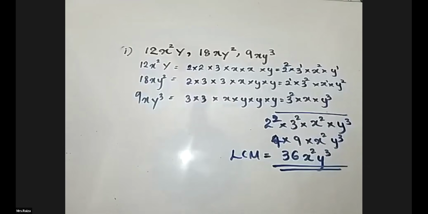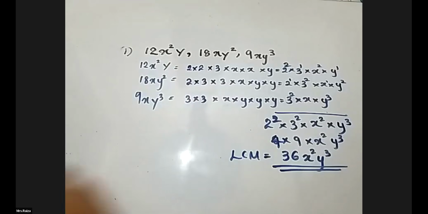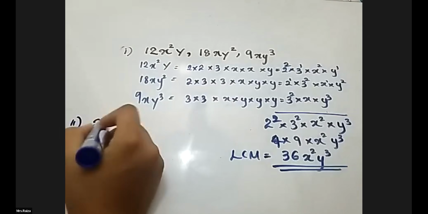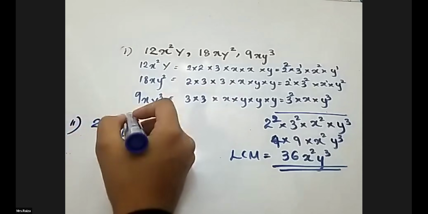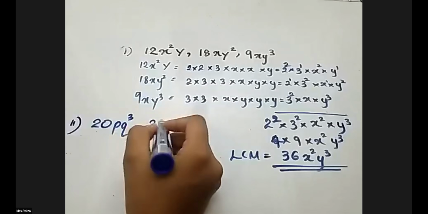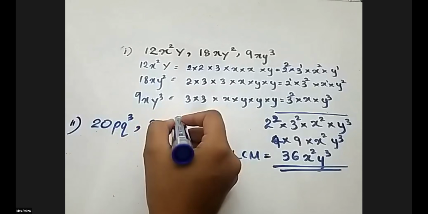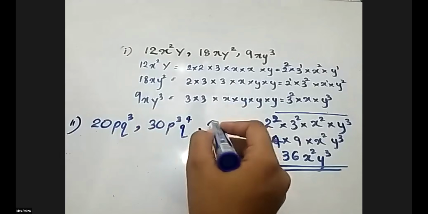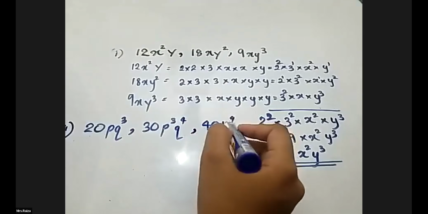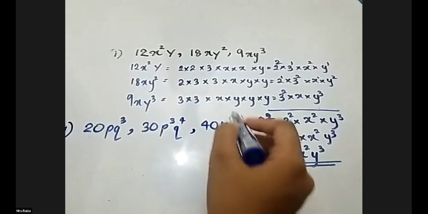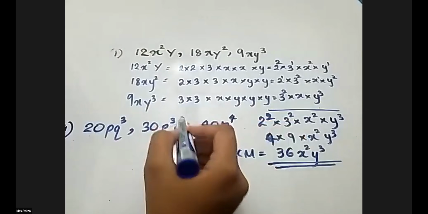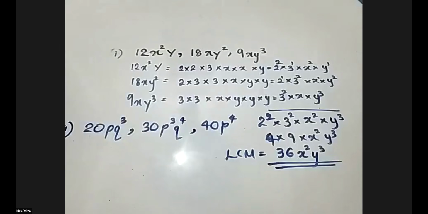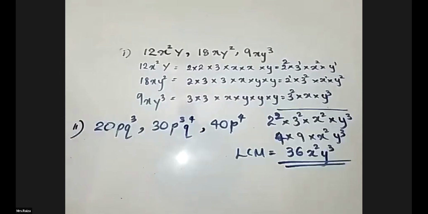Good. Now, I'll give another question. Roman number 2. These things you have to practice a lot. These are power 3, q to the power 4, 40, t to the power 4. Powers, you see them clearly: 4, 3, 3. Okay, Rifana. Do this question now.